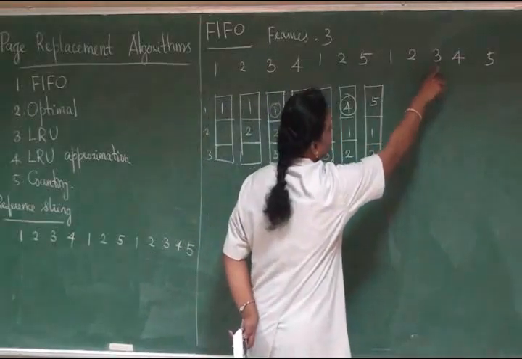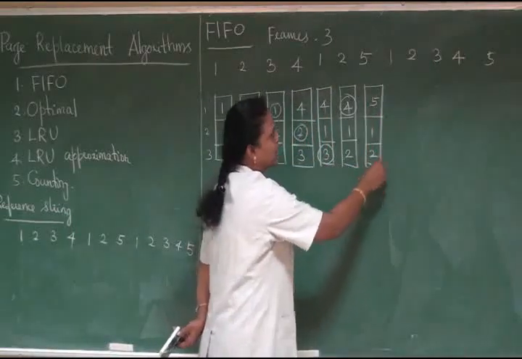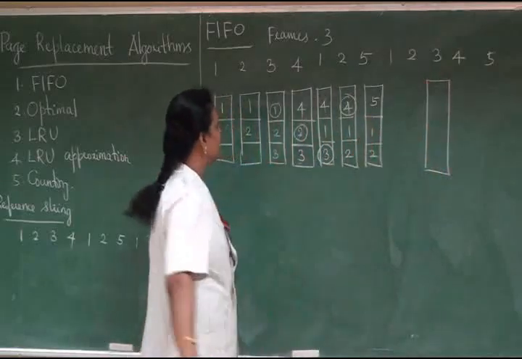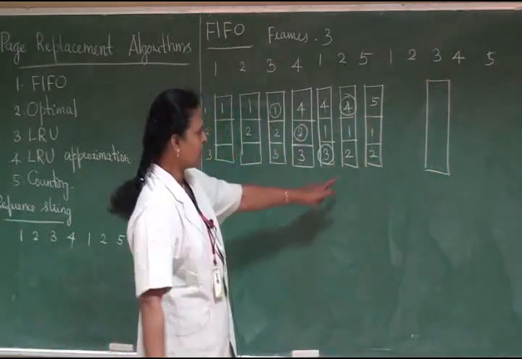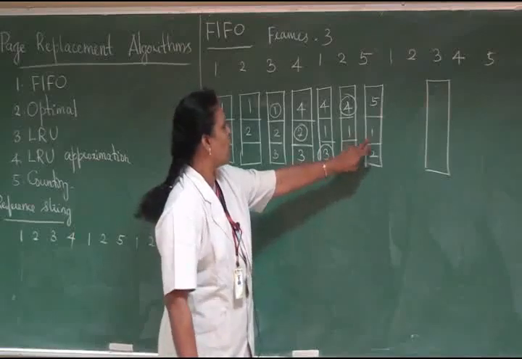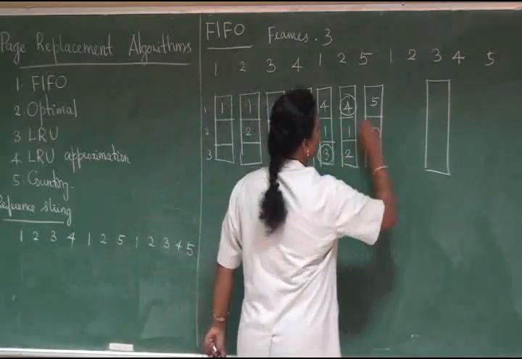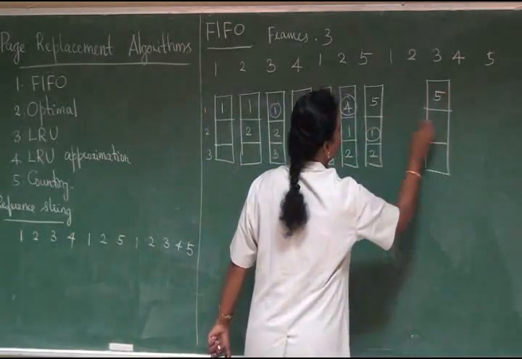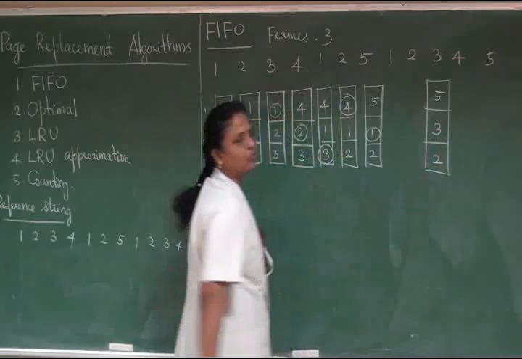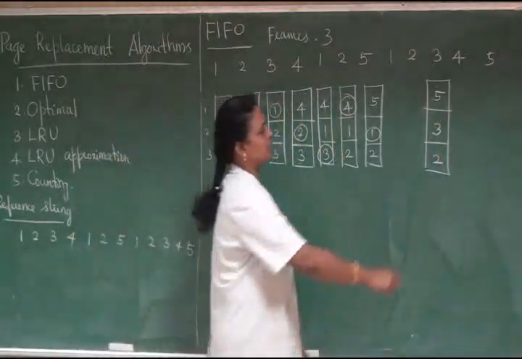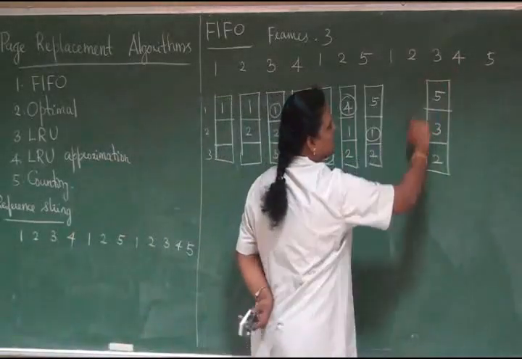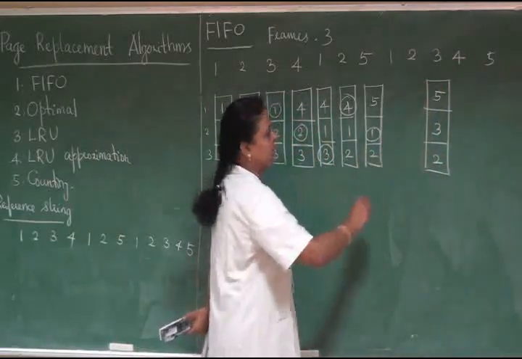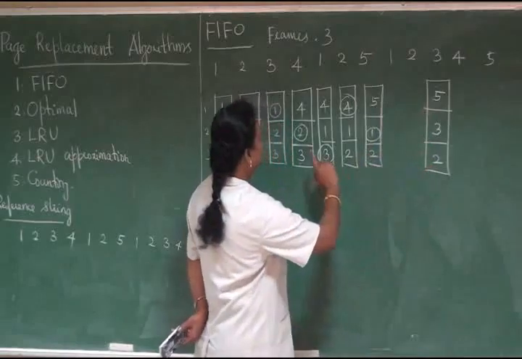And then 3, it wants to access 3. 3 is not available here, so it has to select a victim page. Among these 3 pages, the page first entered is 1. So 1 is selected as the victim page. So here 5, then 1 is replaced with 3, and then 2. And the next page it wants to access is 4. 4 is not available here. So among these 3, the first entered page is 2.